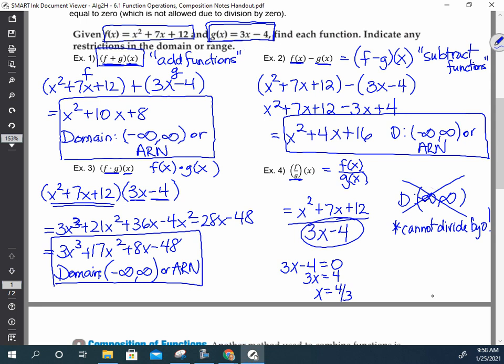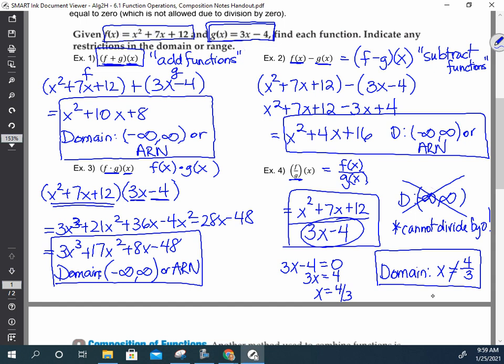So that means if I put 4/3 back into that problem, the bottom of the fraction is going to be 0. And I can't divide by 0. So that means 4/3 cannot go in my domain. So your domain is x cannot equal 4/3. Any questions? Example 4.